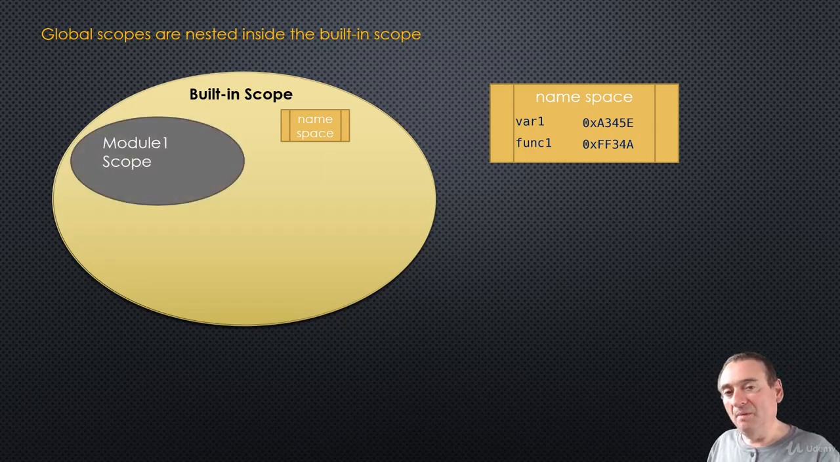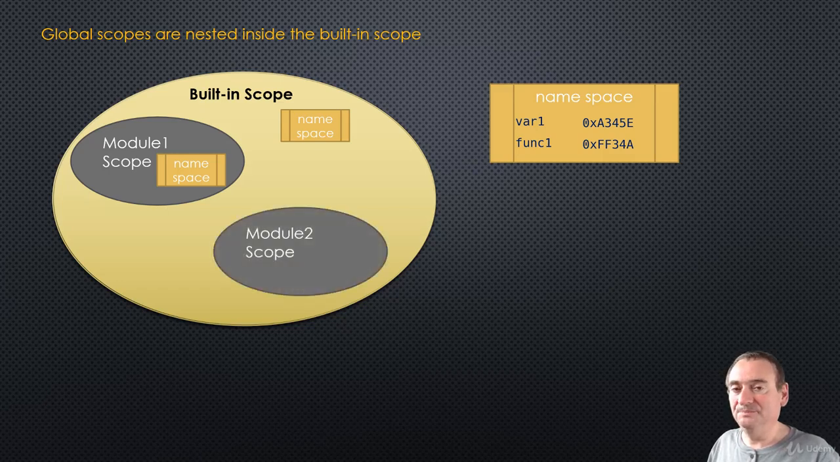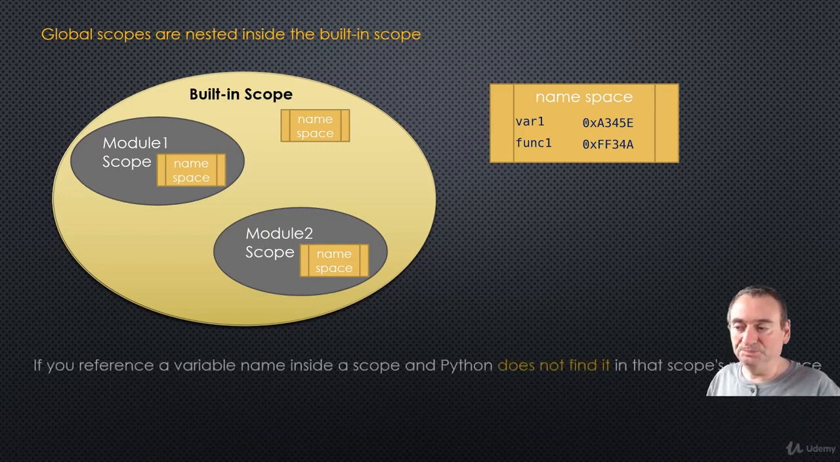But now when we load up our module, let's say we have a module called module 1, well, that module has its own scope and it has its own namespace. But we think of those as being nested one inside the other. Same thing if we have another module. We have module 2. It has its own scope. Now it's distinct from module 1. It doesn't intersect. There is no overlap between those two module scopes. But it has its own namespace. However, it does live inside the built-in scope.